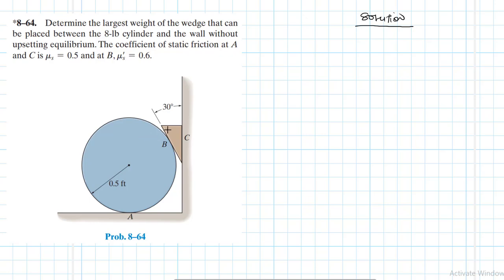So what do we do? First and foremost, let's draw the free body diagram. What I've done is separate the two pieces so that I can indicate all the reaction forces.